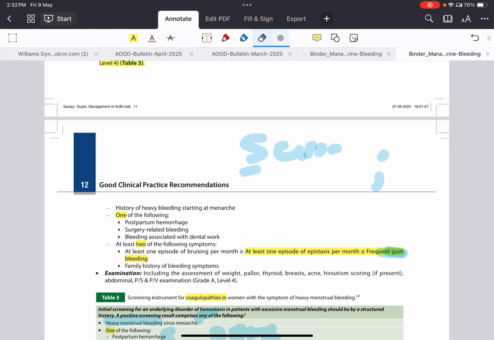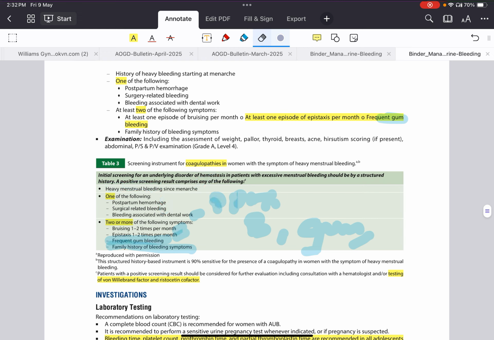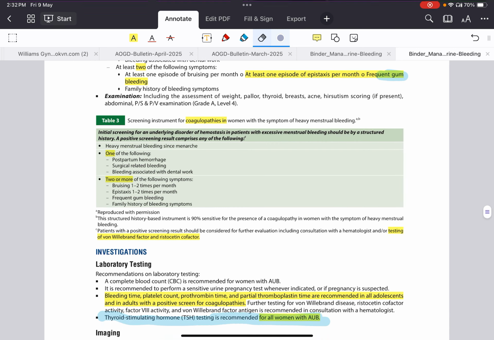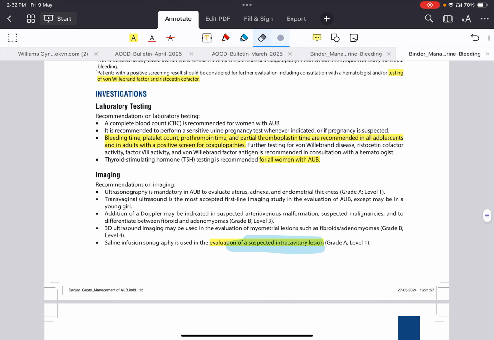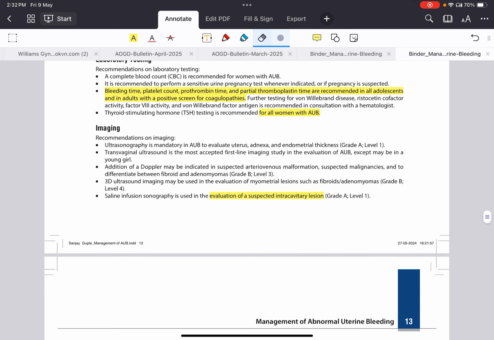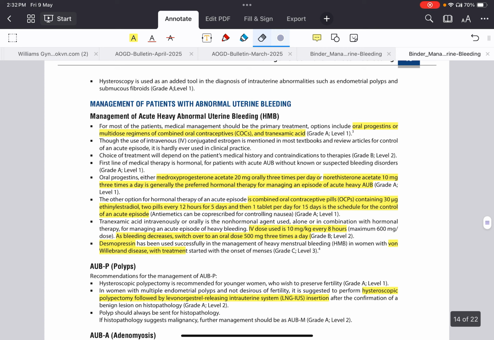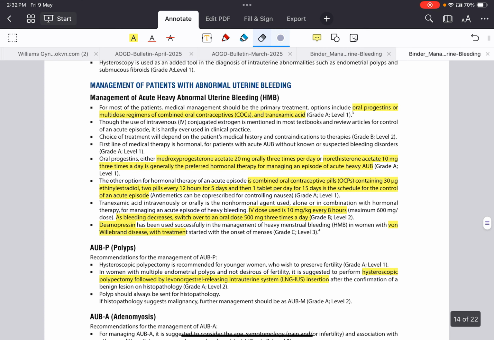So you take the history, do the physical examination if required, and go for coagulopathy screening: heavy menstrual bleeding, then one of the following, PPH, surgery bleeding and dental work bleeding, and two or more of bruising, epistaxis, frequent gum bleeding and family history. In laboratories you'll do CBC and all, and in imaging transvaginal ultrasound, and saline infusion if you want to look for intracavitary lesions. Now coming to management.